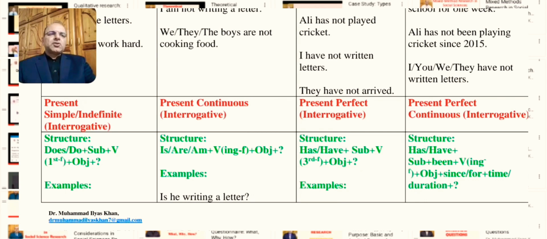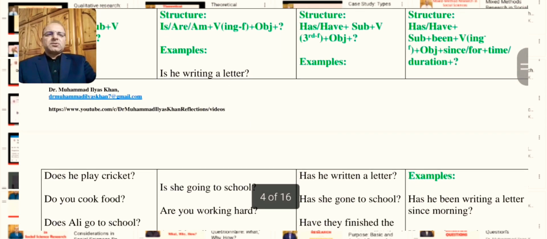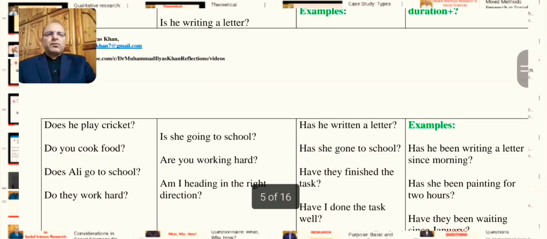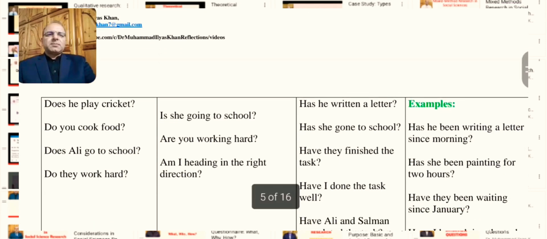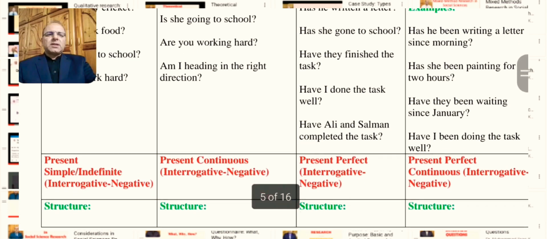Remember that in each of these interrogative sentences you will have question marks towards the end. And in present perfect continuous tense you see the structure is has, have plus subject plus been plus verb ing form, and then plus object, since, for, time duration. So here are examples of these 4 types of the interrogative form of the present tense. You can see these examples, and I hope these examples are quite clear.